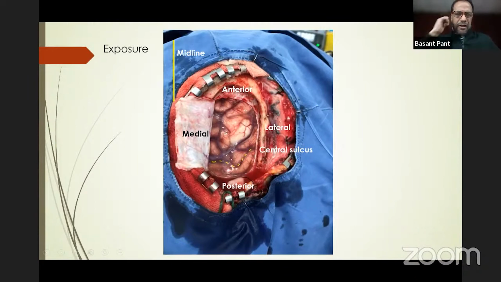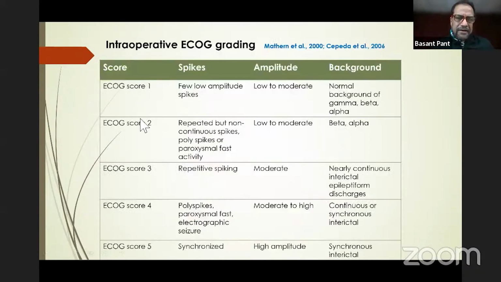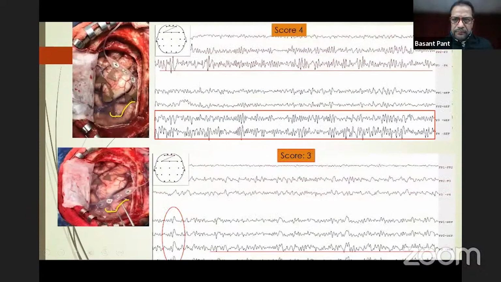And so in intraoperative ECOG, there are five grades. Grade one is very low amplitude spikes, and grade five is almost synchronized epileptic interictal finding. So here we did a four lead. With this, you can search around. So we searched around and waited a few times. And then we saw that this is a very epileptogenic area here. And this one is also a very epileptogenic area, just adjacent to the hand area.